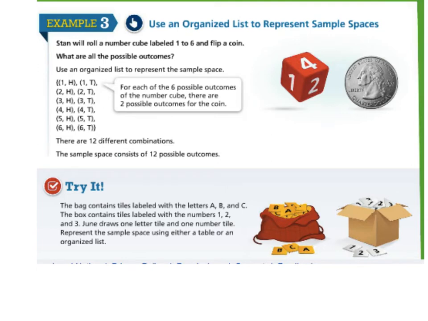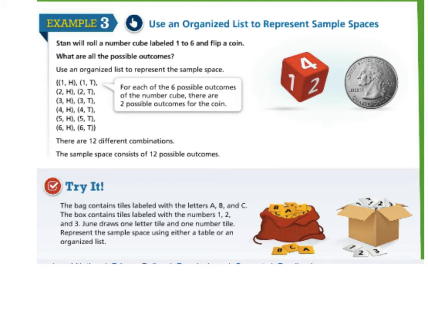Now let's take a look at example 3. In this example, we're just going to use an organized list to represent the sample spaces. An organized list is very similar to the table in that it shows all the possible outcomes in a pair, but this time you're not making the table diagram.